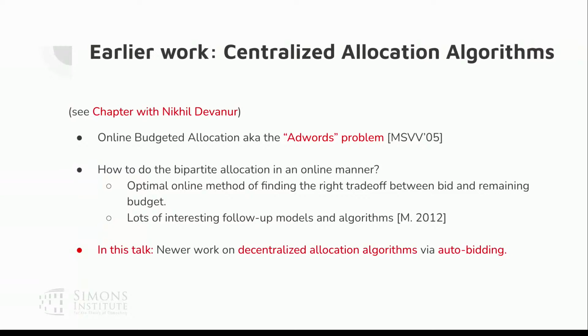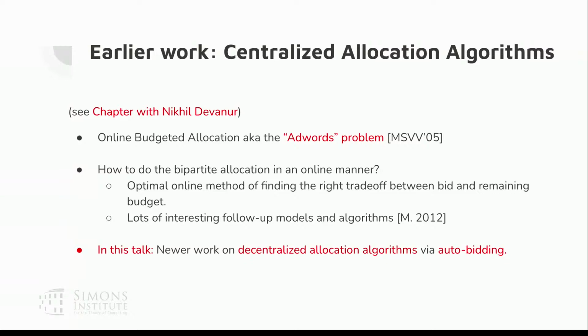What is the best way to do this bipartite allocation so that no one goes above budget, but you still get a high enough value overall? Because you can't simply run the auction based on the original goods. And there are a lot of interesting follow-up models and algorithms from a whole bunch of people here. So in this talk, I'm going to talk about something different, but this is the background.